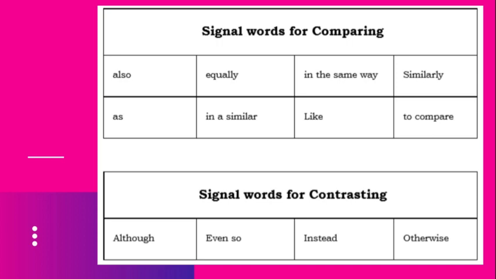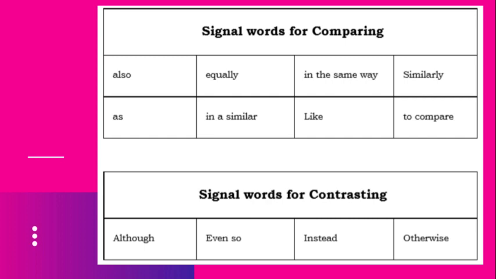The following signal words will also help you in identifying such pattern. The signal words for comparing, such as also, as, equally, in a similar way, in the same way, like, similarly, and to compare. And the signal words for contrasting: although, even so, instead, and otherwise.